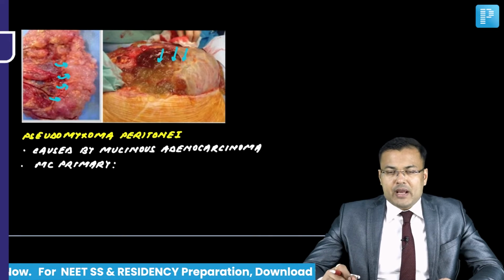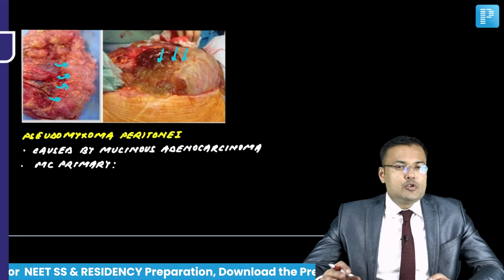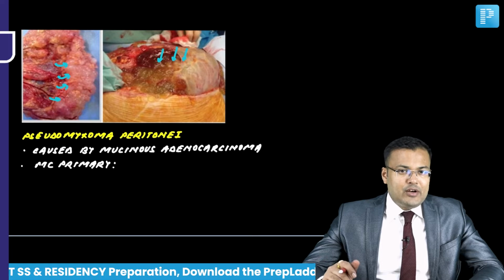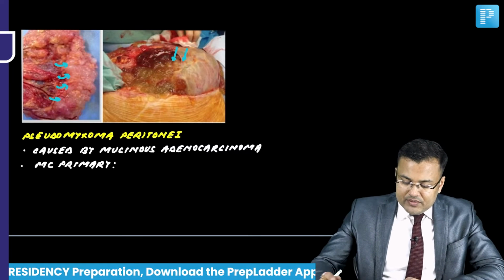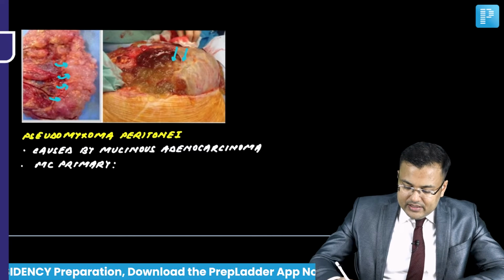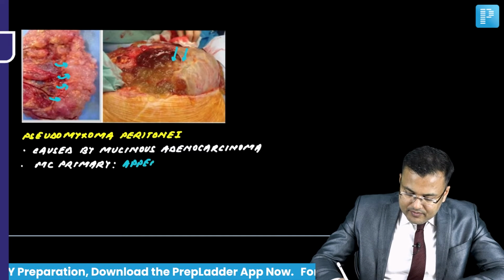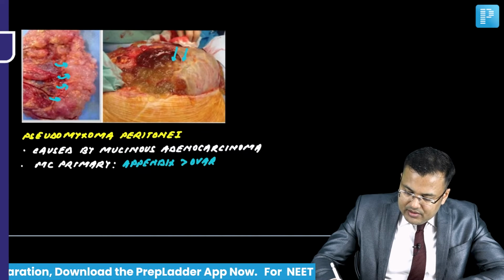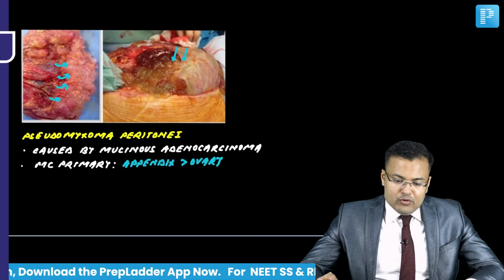What is the most common primary? The most common primary is the appendix, followed by the ovary. So the patient is having mucinous adenocarcinoma in the appendix and ovary, which is responsible for Pseudomyxoma peritonei. So the first question, the most common primary is the appendix, followed by the ovary. So appendiceal mucinous adenocarcinoma followed by ovarian mucinous adenocarcinoma.